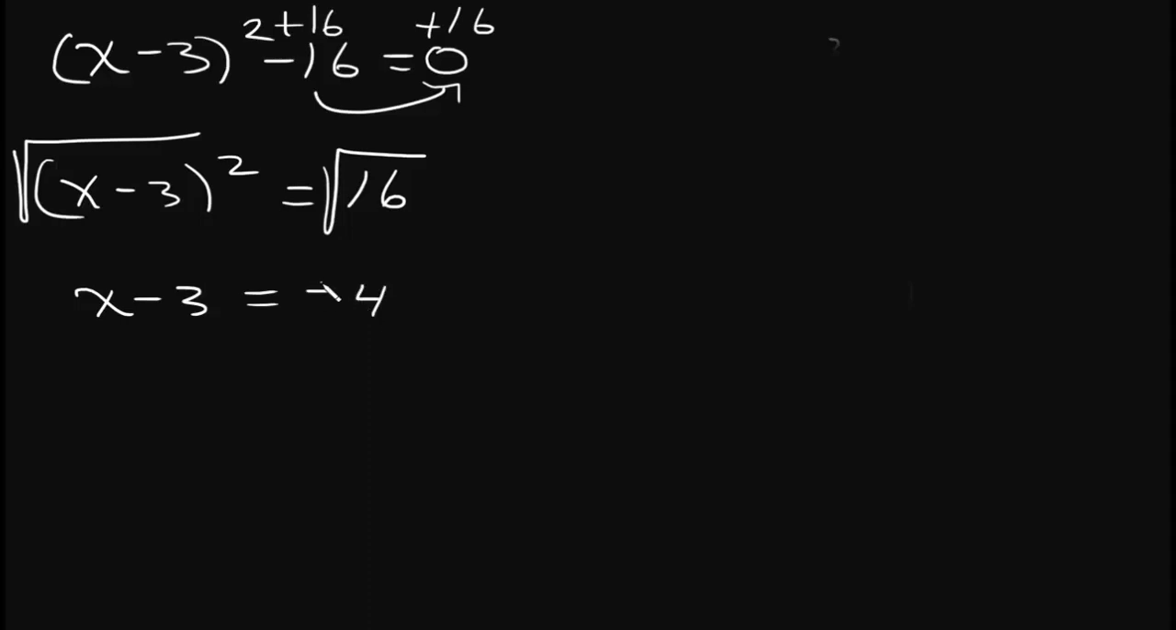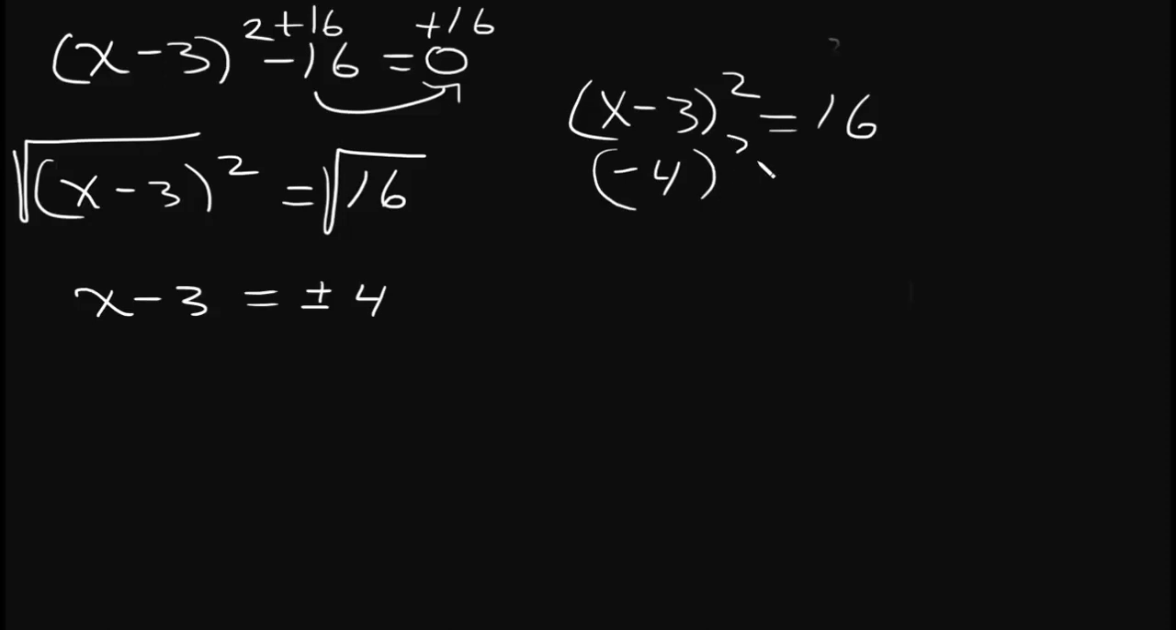But we're going to make that plus or minus 4, because x minus 3 squared is equal to 16 would be true if x minus 3 turned out to be a negative number, like negative 4. Negative 4 squared would be 16. And it would be true if it was a positive number. If it was positive 4 squared, it would give us a 16. So to account for all the possibilities for what the value of x could be, we're going to make this plus or minus 4.